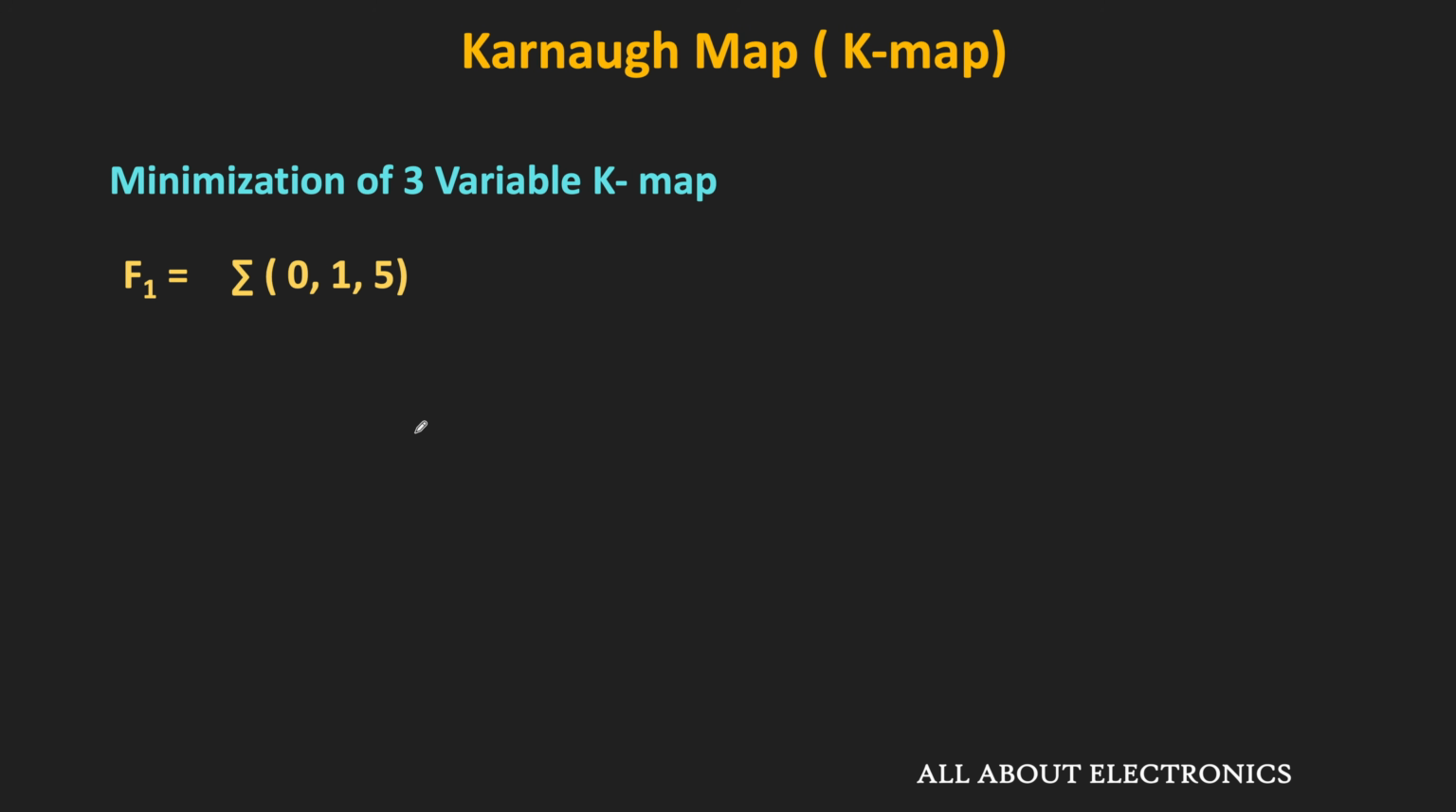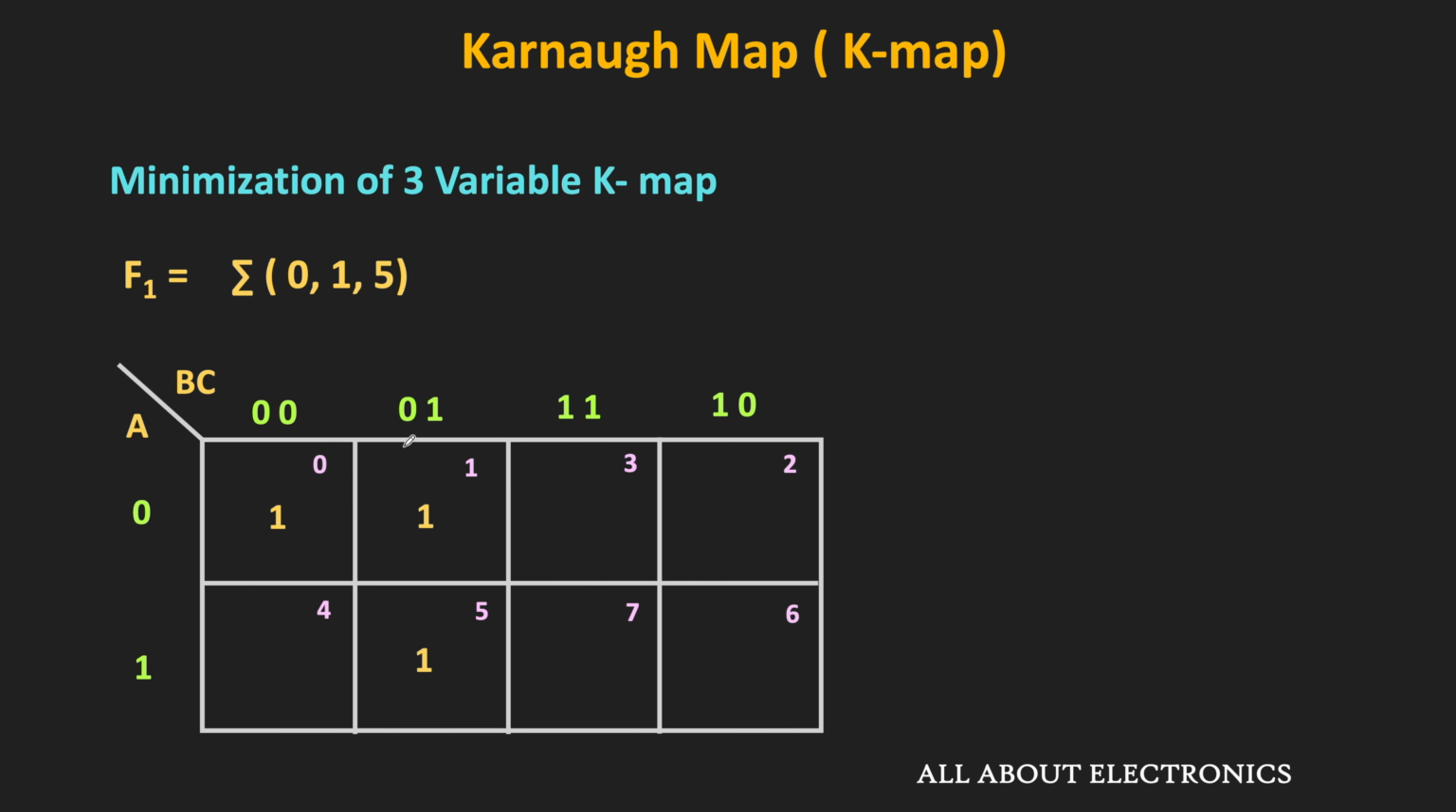So let's say this f1 is a function of three variables. So first of all, let us map this function in the K-map. So here we will place the ones in those cells which represent these minterms m0, m1 and m5. And now let us try to minimize this function. So as I have discussed earlier, to minimize this function, we need to make groups of ones which are adjacent to each other, and the group size should be a power of 2. So in this case, this is the first group, and by combining these two ones, we will get the second group. And with these two groups, all the ones in the map get covered.